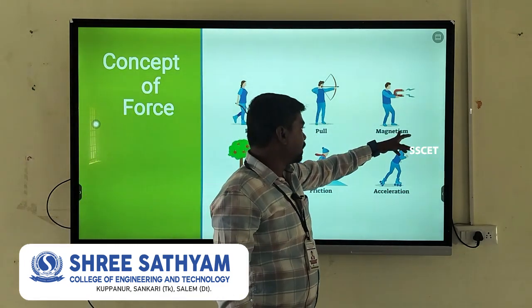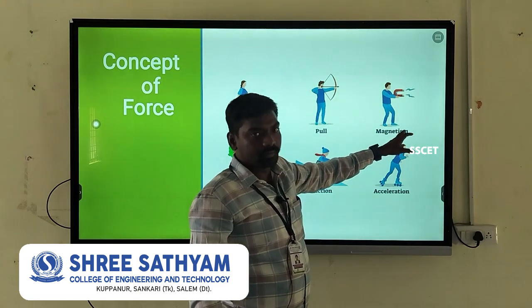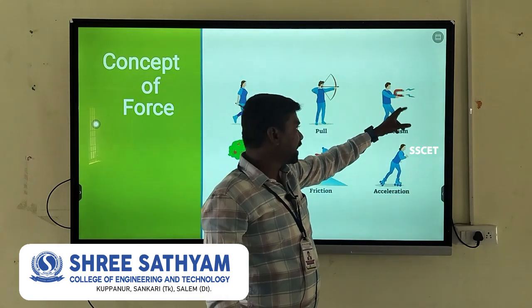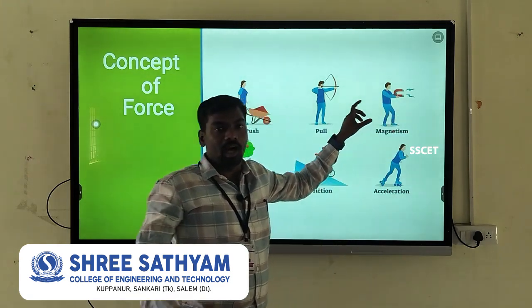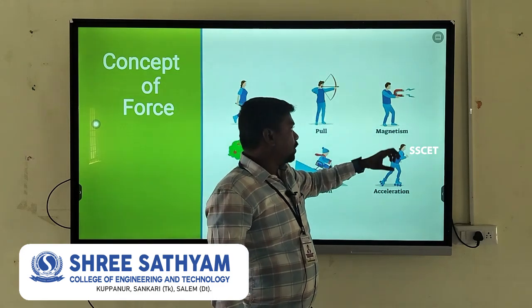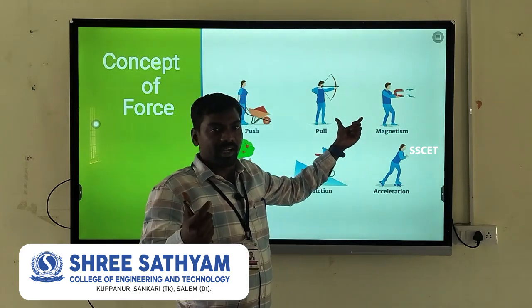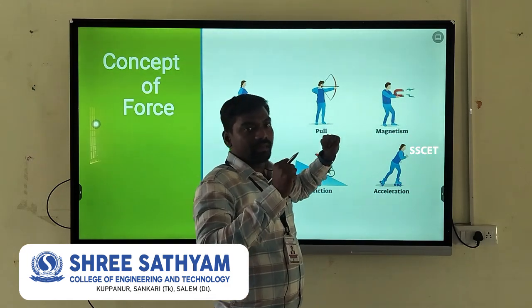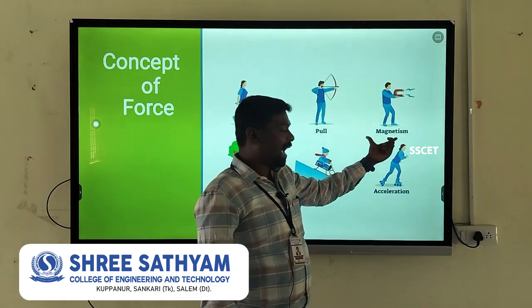The third one is called the magnetic force. The man is holding the magnet. The magnet creates the magnetic field, so the object will be attracted. The magnetic field is created, so the steel object is attracted. So this is called magnetic force.